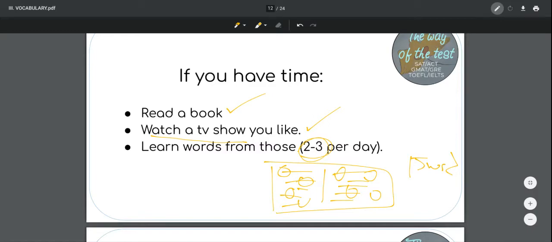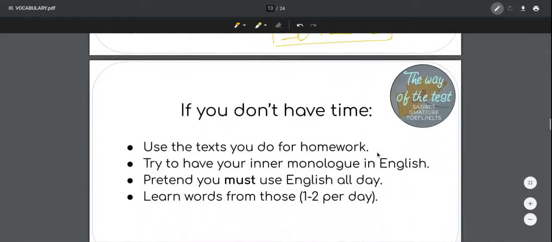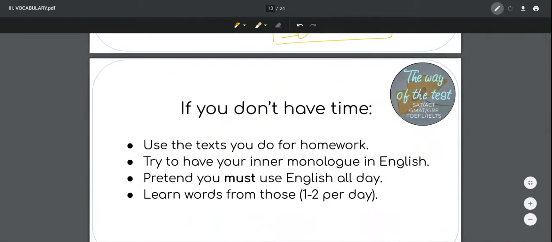Now, I don't recommend you to read a highbrow book. I don't recommend you to read a philosophy book or an economy book in order to get vocabulary, because most of the words that you get in the TOEFL are everyday words. So you don't need to increase your vocabulary in a very specific way, like with very obscure or highbrow words.